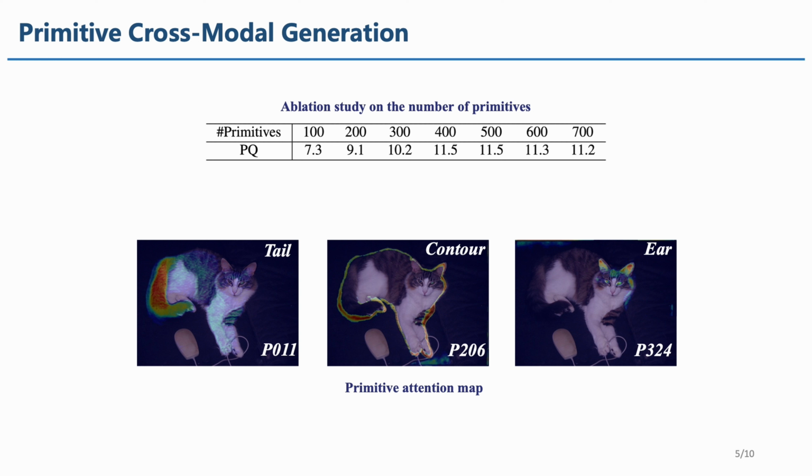Next, let's explore the impact of the number of primitives on the final results. We found that using 400 primitives yielded the most satisfactory results. Furthermore, we visualized the attention response maps of the primitives and discovered that they do capture fine-grained information. For example, in the first image, our 11th primitive primarily focuses on the cat's tail. The 206th primitive emphasizes the cat's outline, while the 324th primitive attends to the cat's ears. This observation supports the hypothesis that primitives can indeed represent fine-grained information.